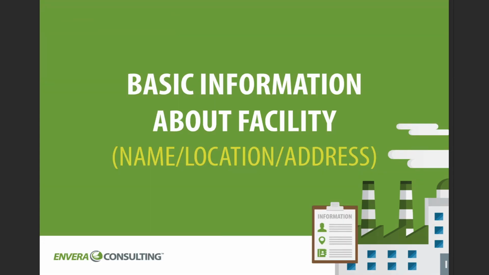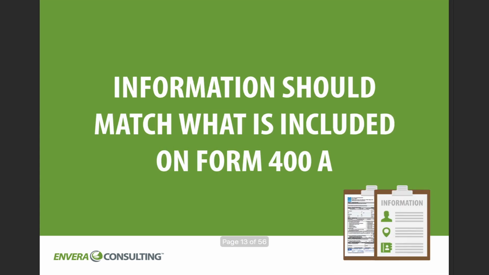So number one, you'll need to include information about the facility. You'll need to talk about the identity of the facility, where you'll talk about basic information such as the name, the location, the address, and what type of permit you are applying for. A lot of this information should be information that you previously included on your 400A. You should also match the information that you include on your 400A, because your 400A does have basic information about the equipment or the facility applying for the permit.